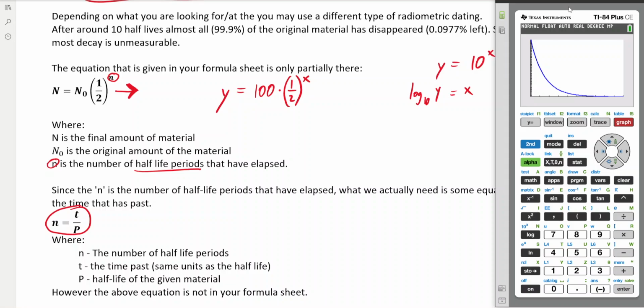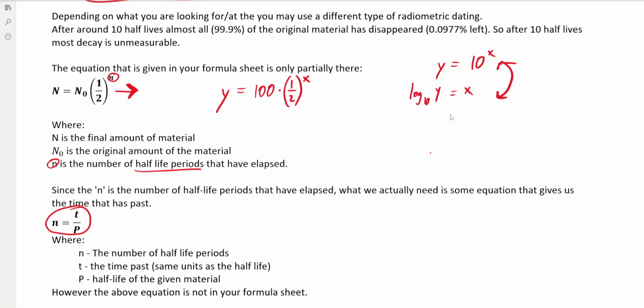And this is what a decay curve looks like. Each of these ticks down here is one half-life period. So after one half-life, half of the material is gone. After two half-lives, 3/4 of the material is gone. And then you cut that in half again, and half, and half. So that's what the decay curve looks like. And this log idea can be helpful, but isn't necessary in Physics 30.